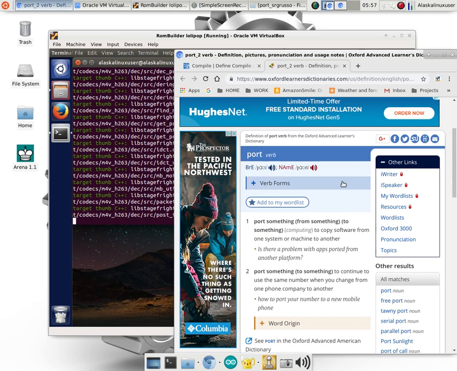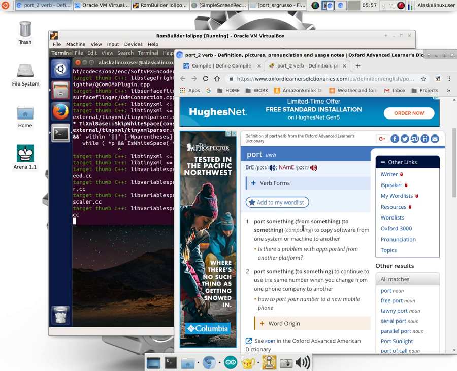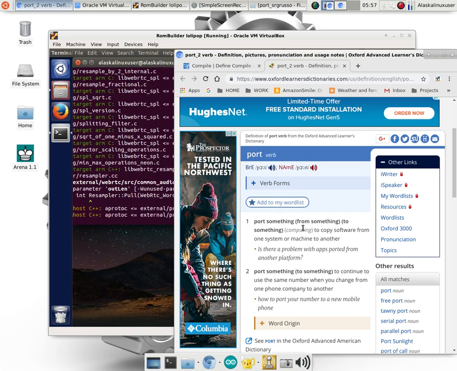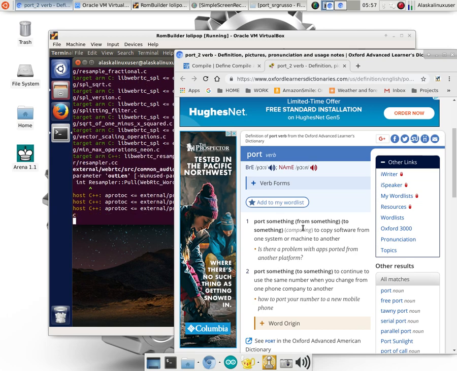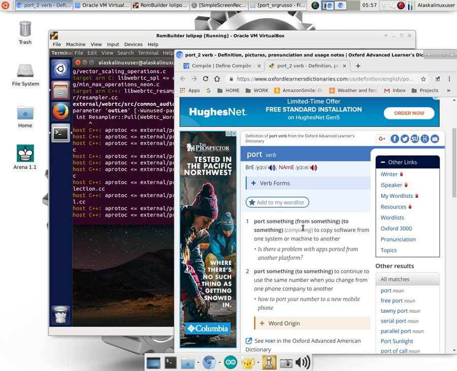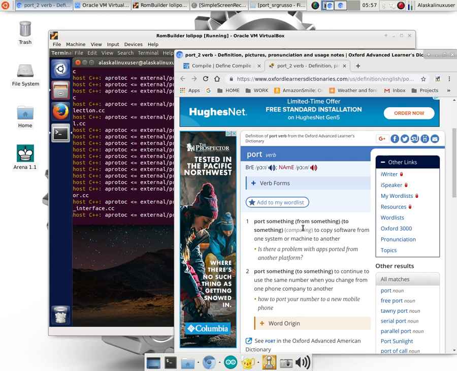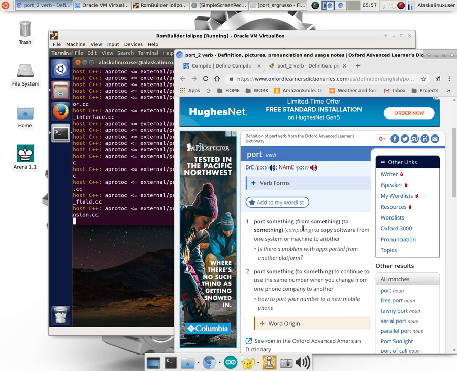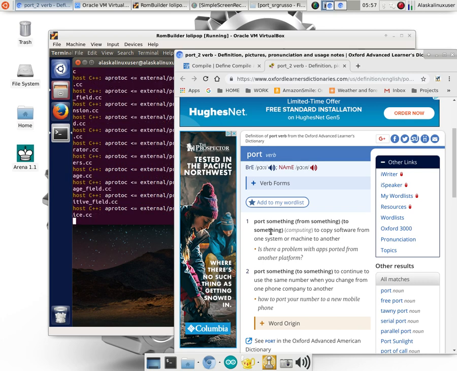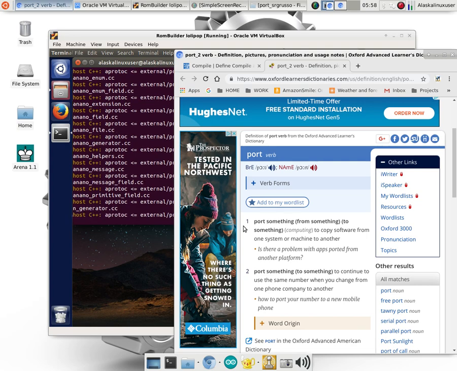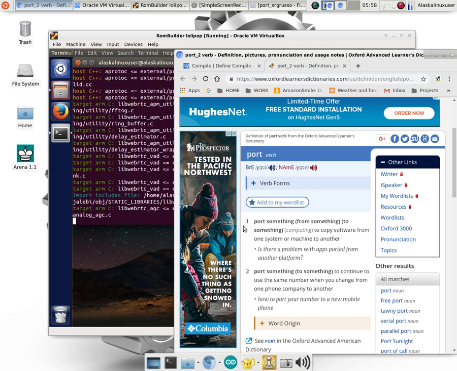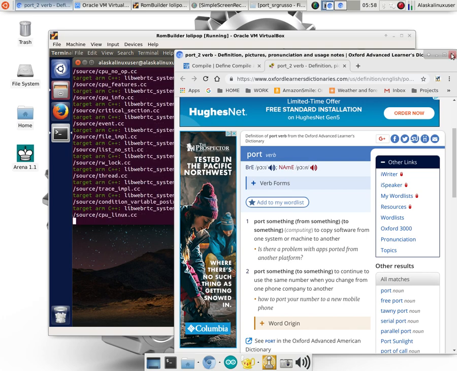Now, to port, the definition of port varies quite wildly because the word port is used for, like, where ships come in from the sea to the land is called a port. A port is also an opening where something can come in and out, such as a port on your computer. But for the definition of port in relation to computing, to port something from one thing to another is to copy software from one system or machine to another. And it gives the example here, is there a problem with apps ported from another platform? So that's our basic definition of compiling and porting.